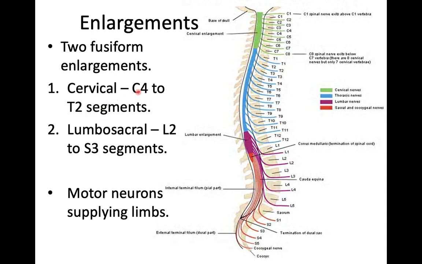So from C4 to T2 segments, we can see an enlargement. Similarly, we have another enlargement, from the L2 to S3 segments. You can see the enlargement here, and here also there is an enlargement in this area, C4 to T2 segments. These enlargements are because of the presence of a greater number of motor neurons which supply the limbs.